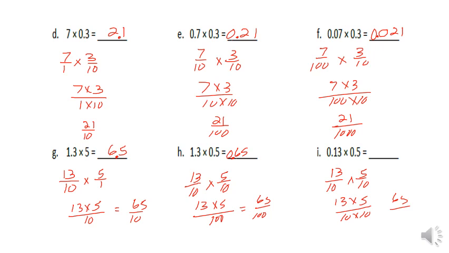Oh, excuse me. This is 13 hundredths. So I need to add a 0 in here. So that becomes 65 thousandths. So 65, the 5 has to be in a thousandths position, so we have to add an extra 0 in there.